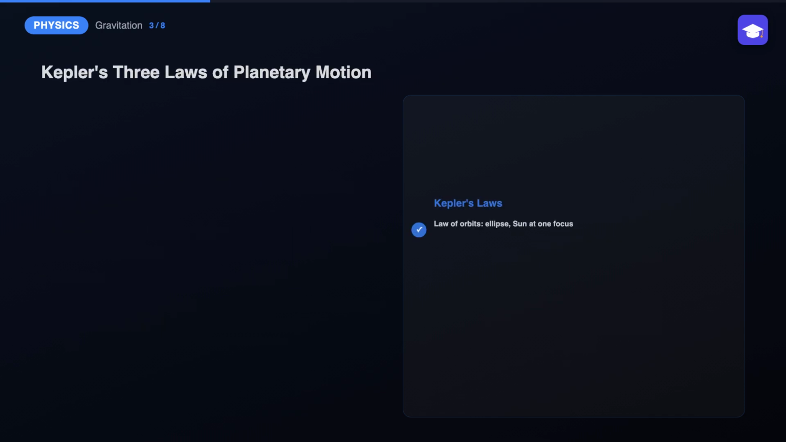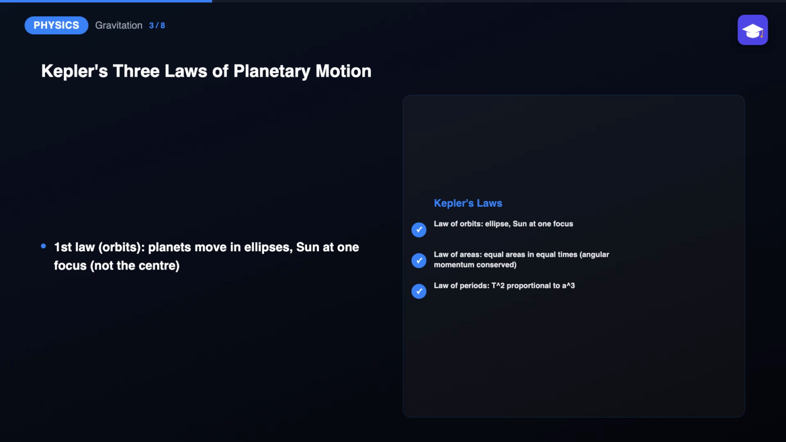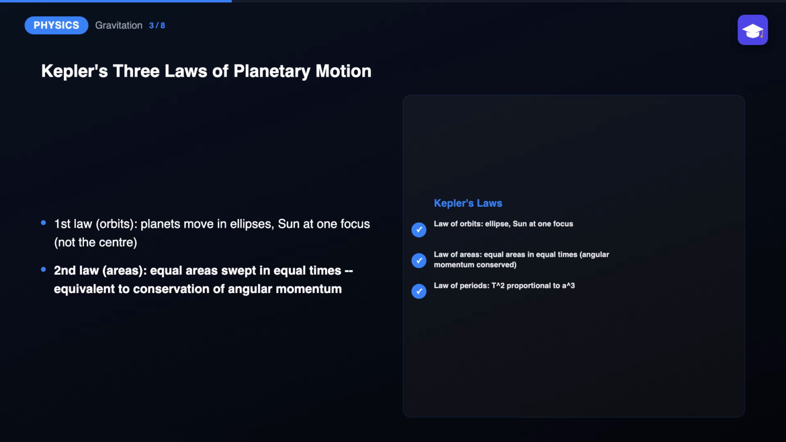Kepler's three laws, derived empirically from observational data before Newton later proved them mathematically from the inverse square law itself, describe planetary motion with remarkable precision. Kepler's first law, the law of orbits, states that every planet moves in an elliptical orbit with the Sun located at one of the two foci of that ellipse, not at the center. This is genuinely important. Planetary distance from the Sun continuously varies throughout the orbit.